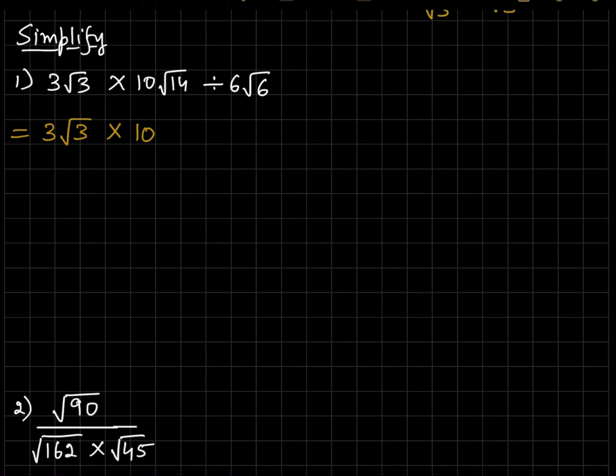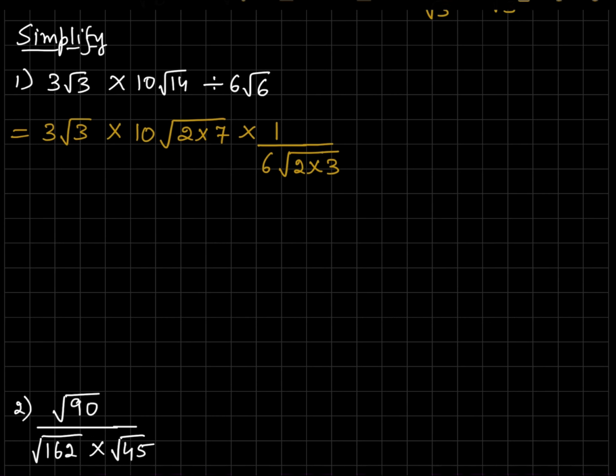Now 14 can be split up. I can write the square root of 14 as square root of 2 times 7. Then, divided by 6 square root of 6. I can write it in multiplied form, and then flip it, and write 6, and square root of 6 can be written as square root of 2 times 3.